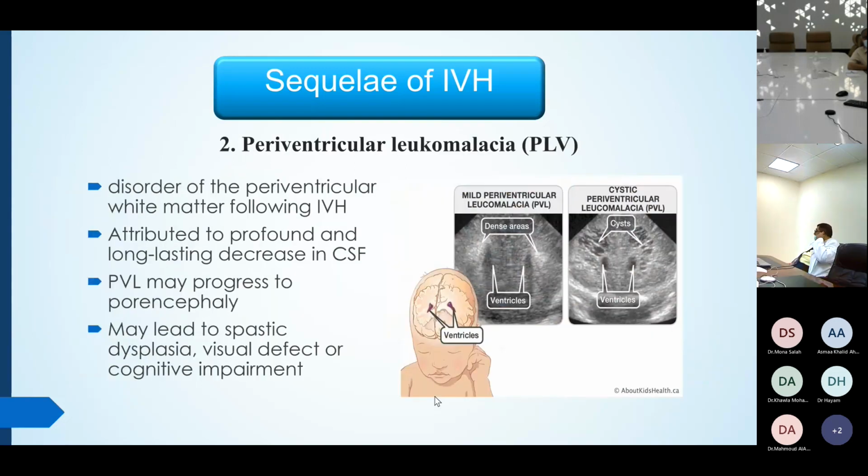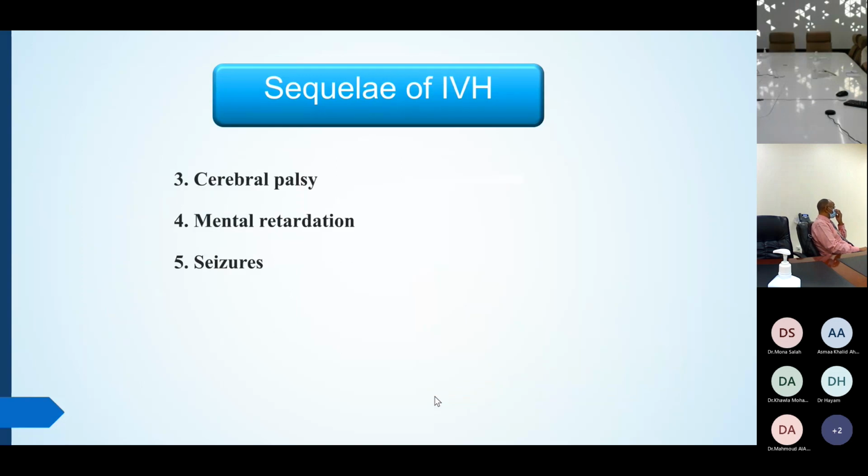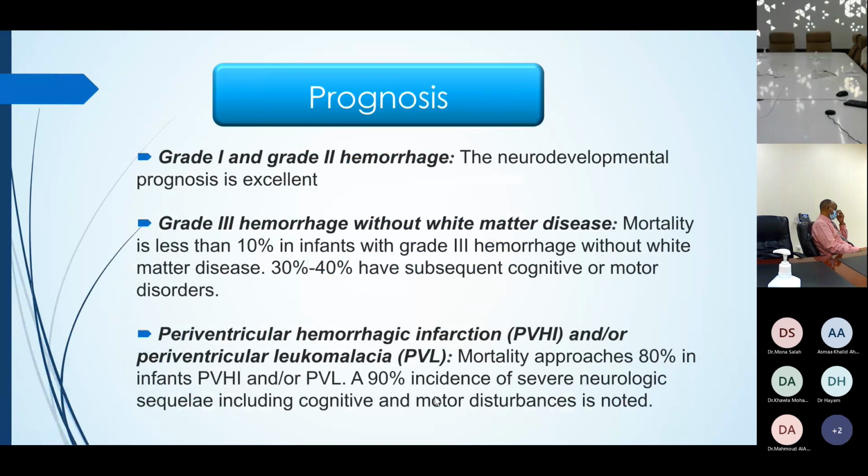Second sequela, periventricular leukomalacia. This is a disorder of periventricular white matter following IVH, attributed to profound and long-lasting decrease in cerebral blood flow. Periventricular leukomalacia may progress to porencephaly, and may lead to spastic diplegia, visual defect, or cognitive impairment. Other sequelae include cerebral palsy, mental retardation, and seizures.